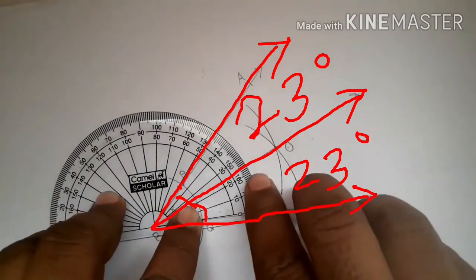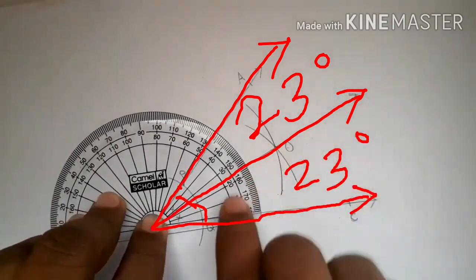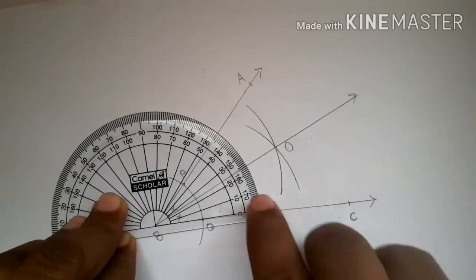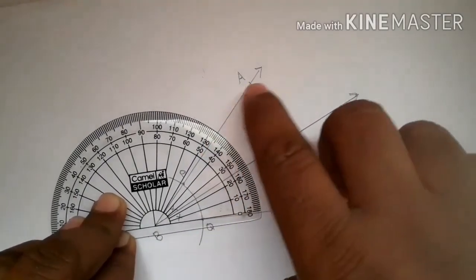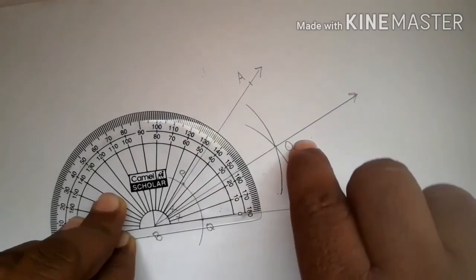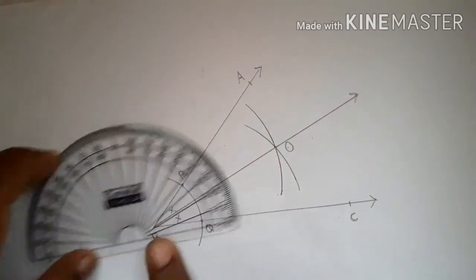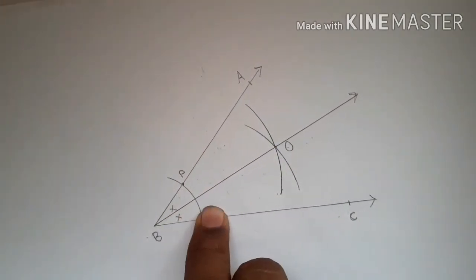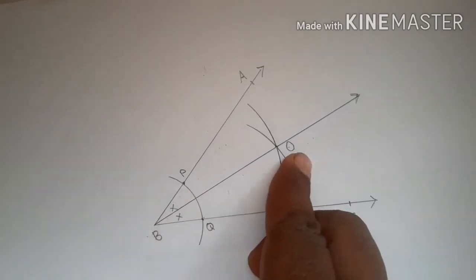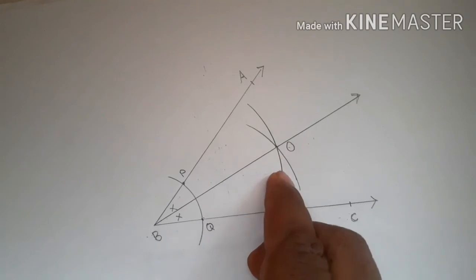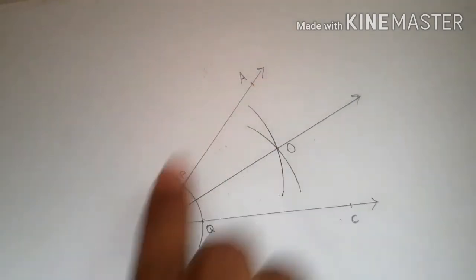Okay, you will see this angle OBC is 23 degrees, and again this remaining angle ABO is also 23 degrees, means both angles are equal in measure. So we can call ray BO the angle bisector of angle ABC.